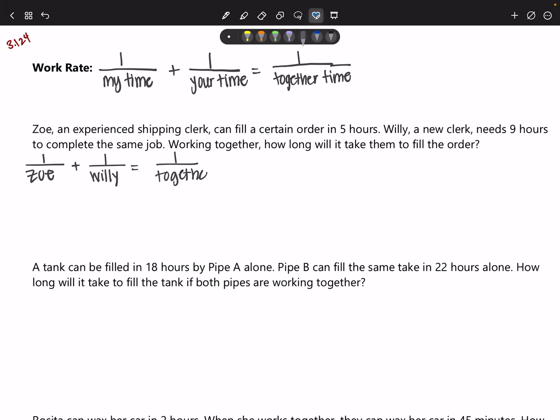And that's what we want to find out, how long it will take them to fill the order working together. So X will equal their together time in hours. So we have 1 over 5 plus 1 over 9 is equal to 1 over X.